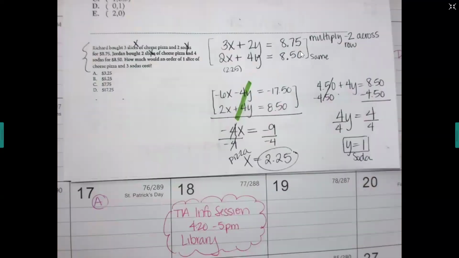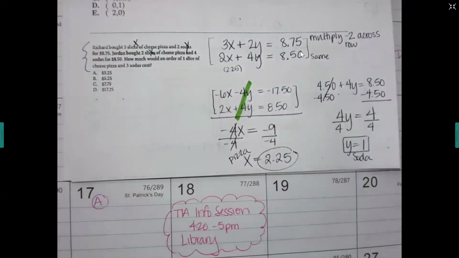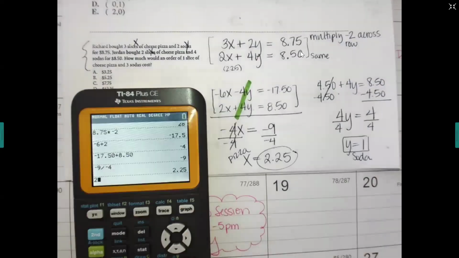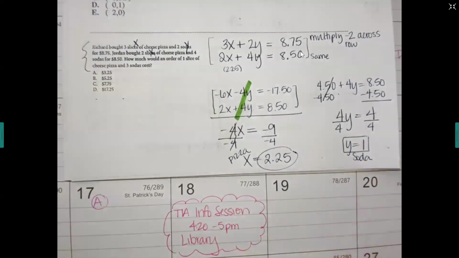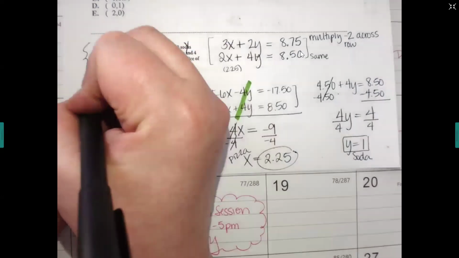Okay. Then it says, all right, well then how much would an order of 1 pizza, so put 225 into your calculator, plus 3 sodas that are $1 each. So that'd be 225 for the first piece of pizza, plus 3 sodas, and if they're $1 each, you're just adding 3. So it'd be $5.25. Okay.